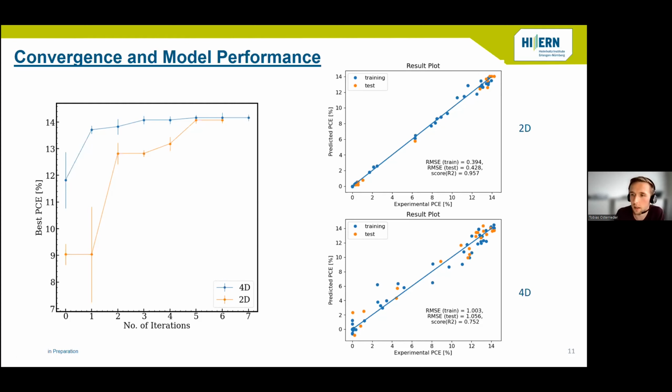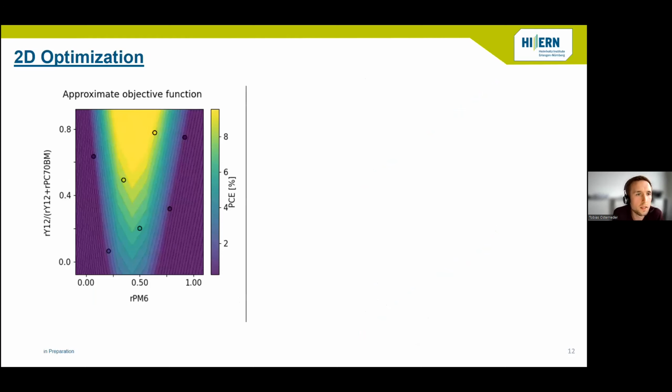Now if we want to look a little bit at what the framework did, for the 2D optimization, we can look at the objective function. Here on the x-axis, you have the one parameter, the RPM6, and on the y-axis, you have the other parameter. And the points are the samples that we built. So we have here an efficiency, and the heat map is the prediction of our model. This is for the initial data set, after the first 7 samples. The objective function looks like this.